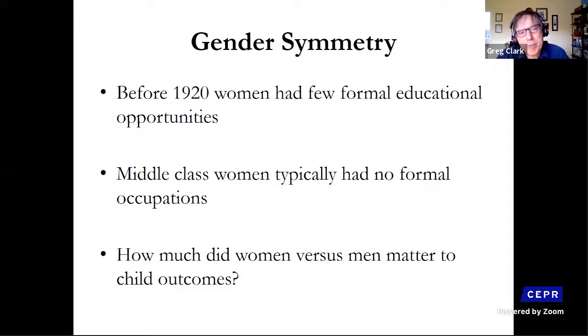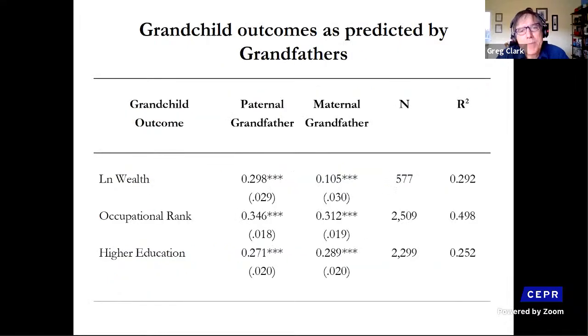I mentioned gender symmetry. Before 1920, women had few occupational opportunities. Middle-class women typically had no formal occupations at the time of marriage. How much did women versus men matter to child outcomes? We can measure that in the genealogy by looking at grandchild outcomes as a function simultaneously of the paternal grandfather's outcome and the maternal grandfather. And what you see is that for wealth, paternal grandfathers matter about 3 times as much as maternal grandfathers. They both matter, but the paternal influence is much stronger in terms of wealth.